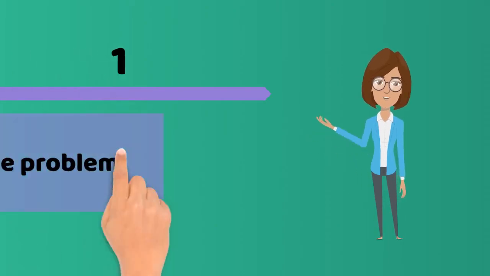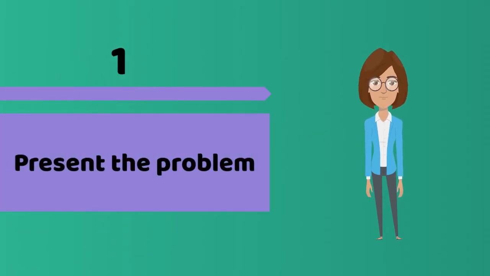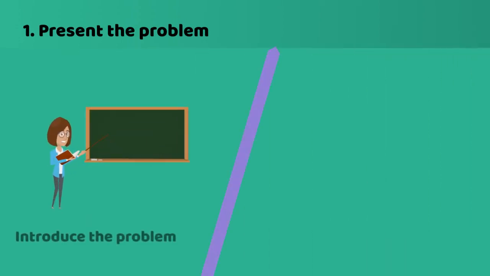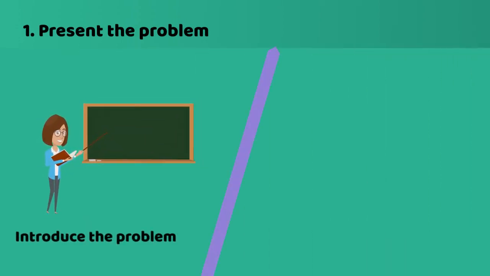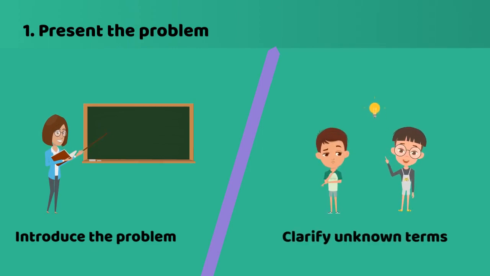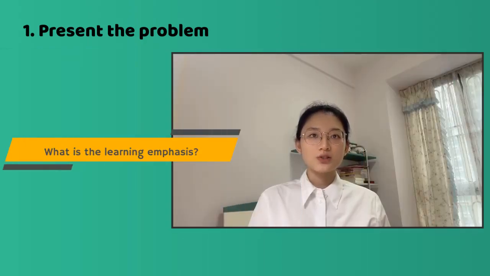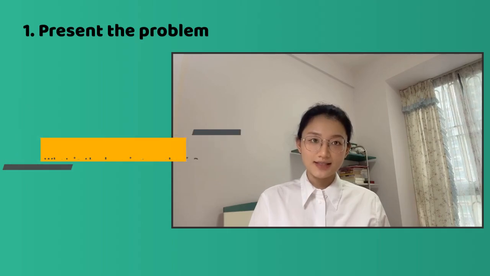The first step is to present the problem. At the beginning of the session, teachers need to introduce the problem that needs to be solved in this class. Students need to underline and clarify key or unknown terms and facts. The first step focuses on clarifying for students what the learning emphasis of this lesson is.